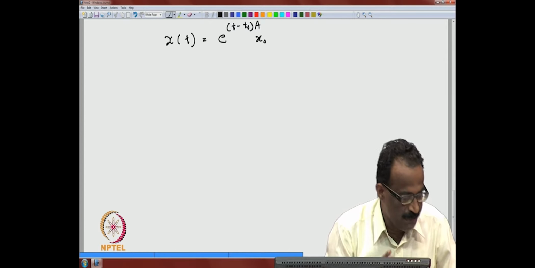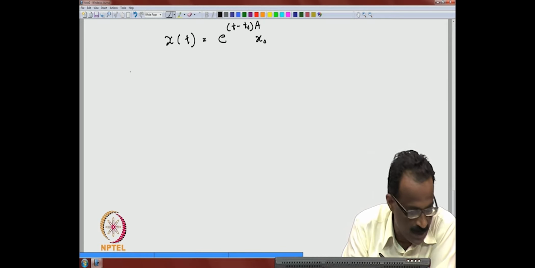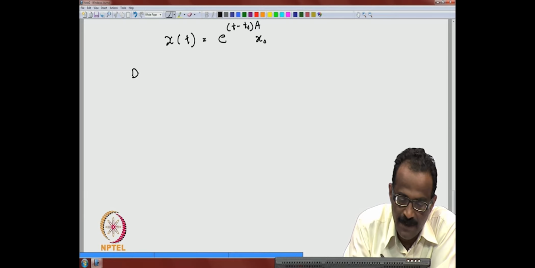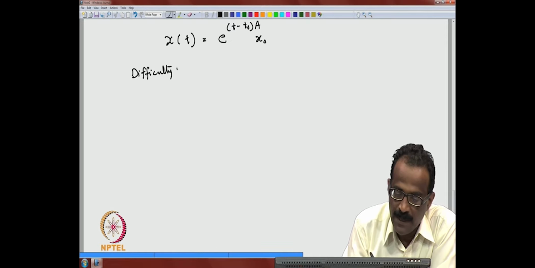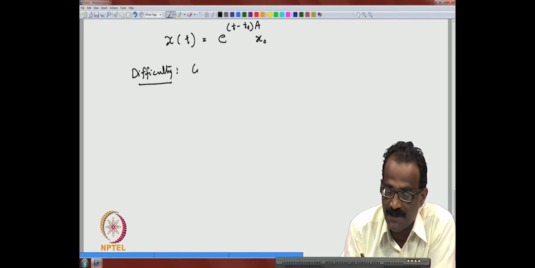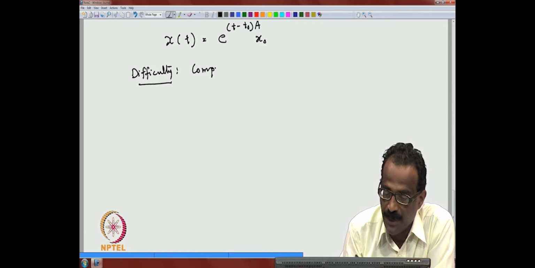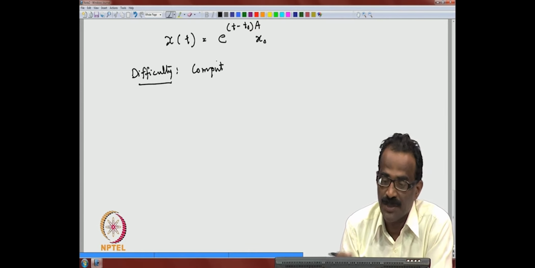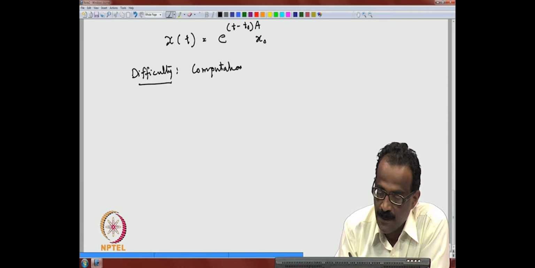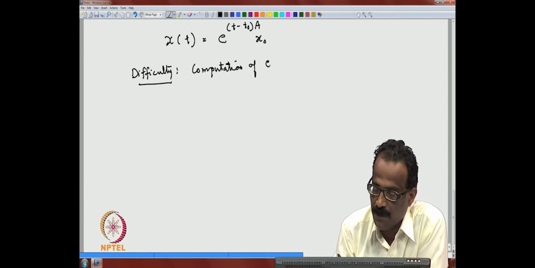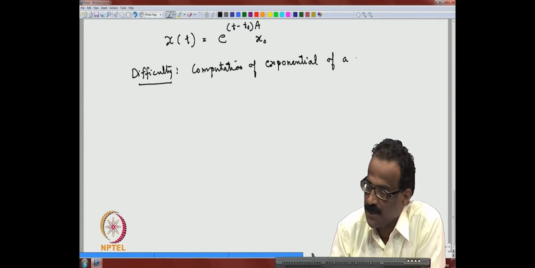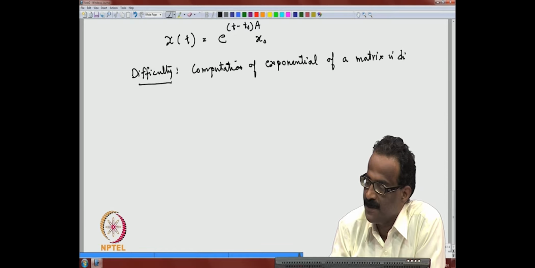So, there are two remarks, two difficulties here. One difficulty: the computation of the exponential is very difficult. Though you have a representation, the computation of the exponential of a matrix is difficult in general.